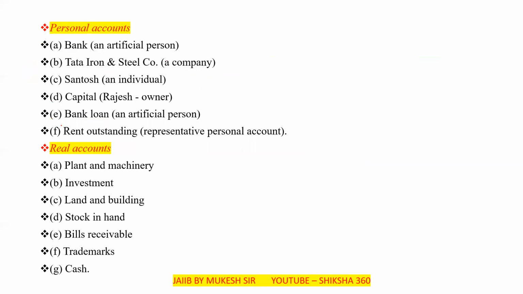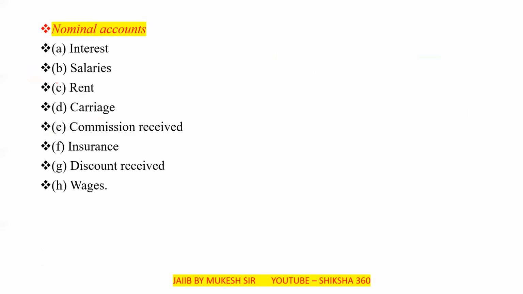Like personal account, real account, these are some of the different examples. Like nominal accounts, like interest. Interest is an earning, or it plays both roles. We have to pay interest to the customer also, or we are getting interest on the loan also. It depends upon the statement. Like salary, salary is to be provided, it is an expense. Rent is also an expense. Rest depends upon the statement, how it is to be shown.